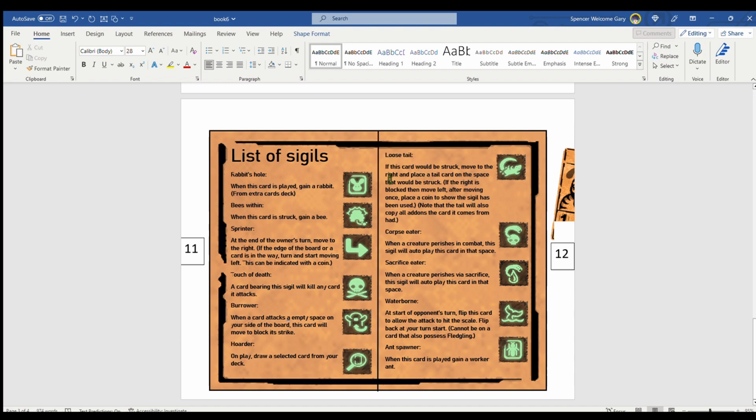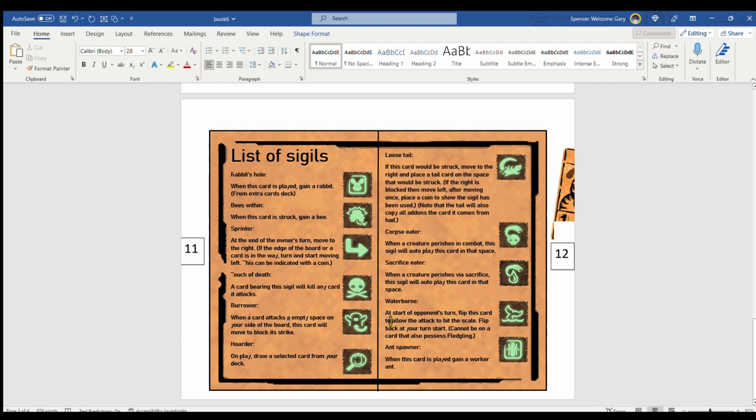Loose Tail. If this card would be struck, move to the right and place a tail card on the space that would be struck. If the right is blocked, then move left. After moving once, place a coin to show that the sigil has been used. Note that the tail will also copy all add-ons the card it comes from had. Corpse Eater. When a creature perishes in combat, this sigil will autoplay the card that is attached to it in that space. Sacrifice Eater. When a creature perishes via sacrifice, this sigil will autoplay this card in that space.